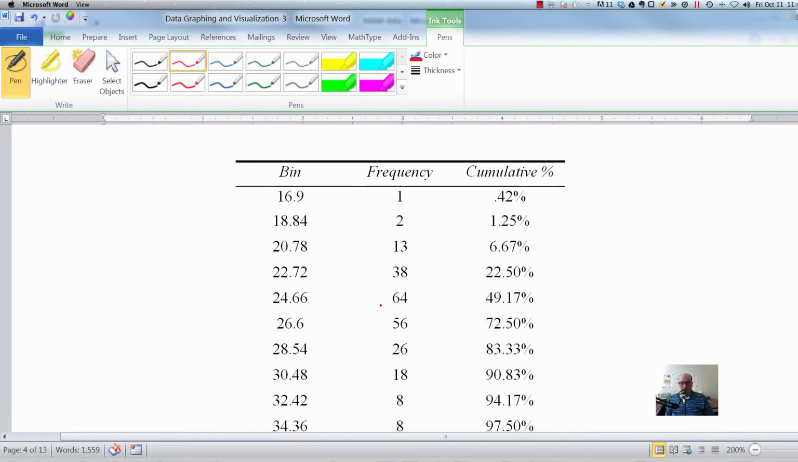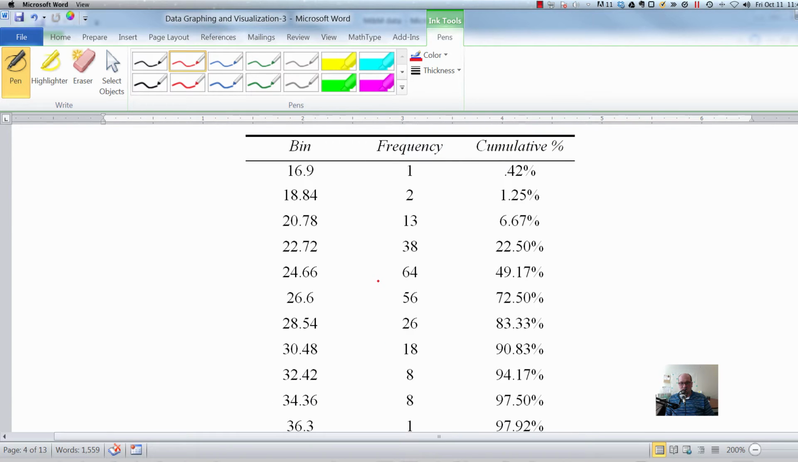But once it's made, here's the output we're going to see. So Excel will make this output. It won't always have this cumulative percentage guy over here unless we ask for it. But it will certainly have a bin and a frequency. So what do these bins mean? Well, let's talk about that.